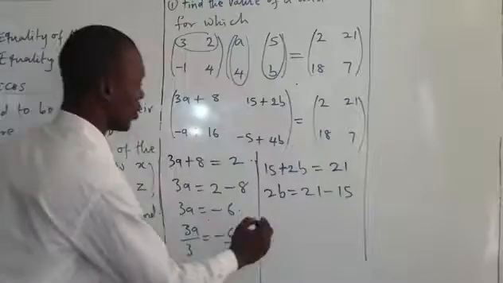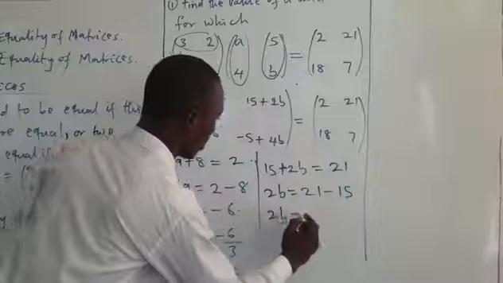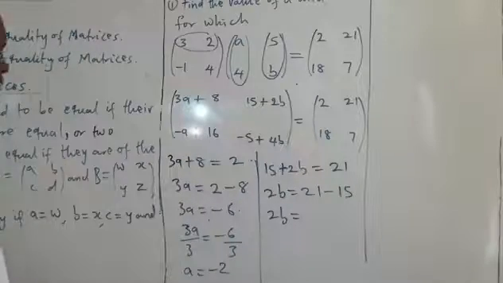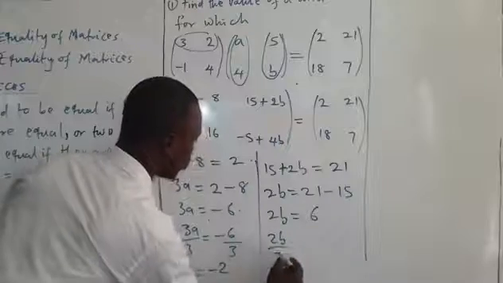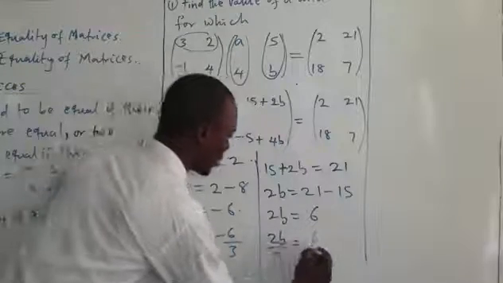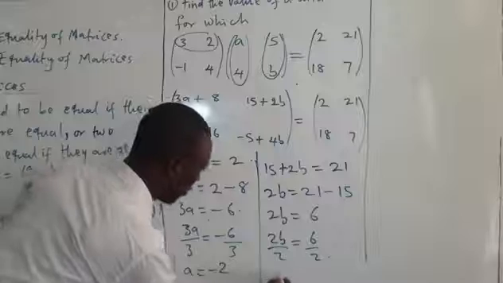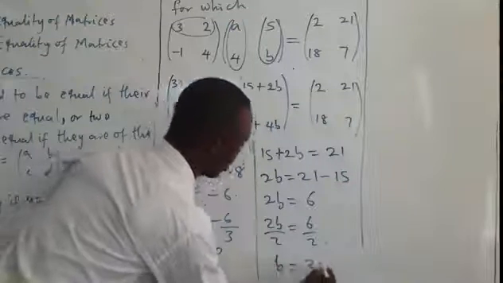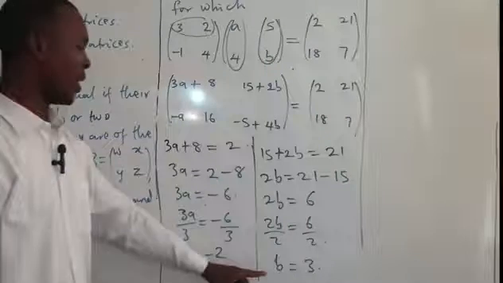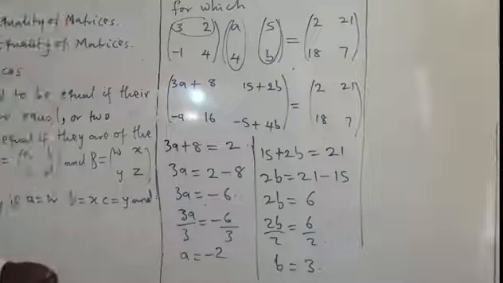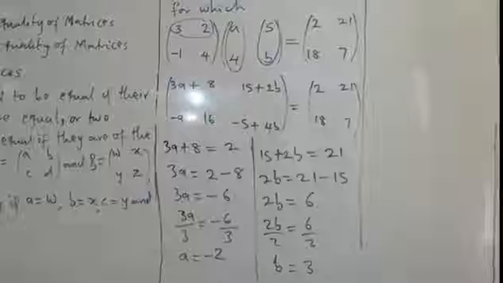So 21 minus 15, so we have 2b equals 21 minus 15, which is 6. So we have 6 there. So 2b over 2 equals 6 over 2. So b equals 3. Therefore, a is equal to minus 2 and b is equal to 3. So this is how to solve.